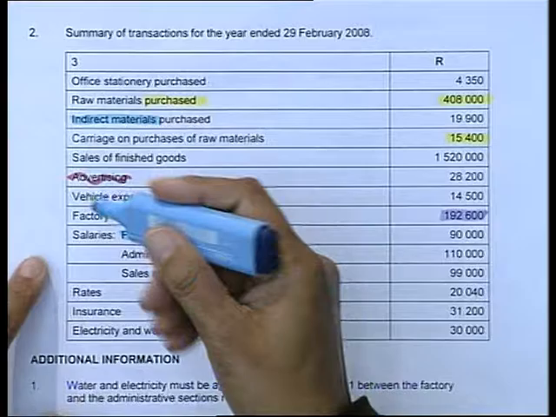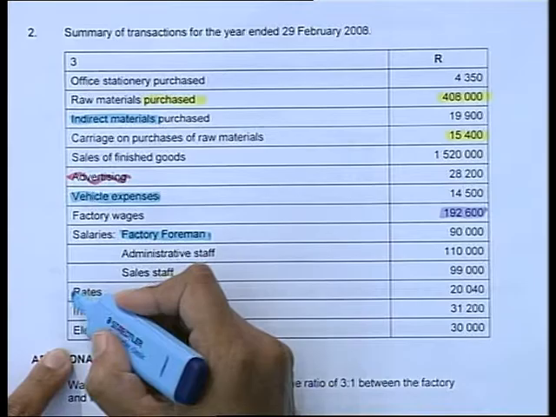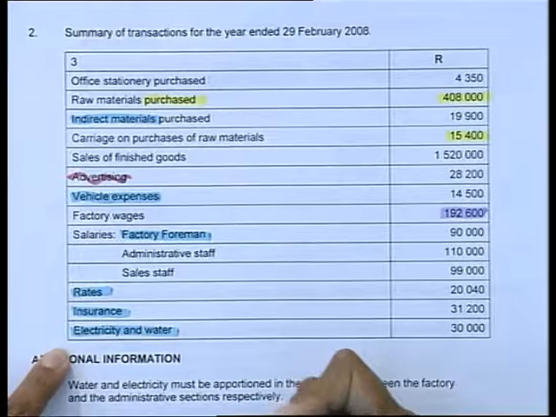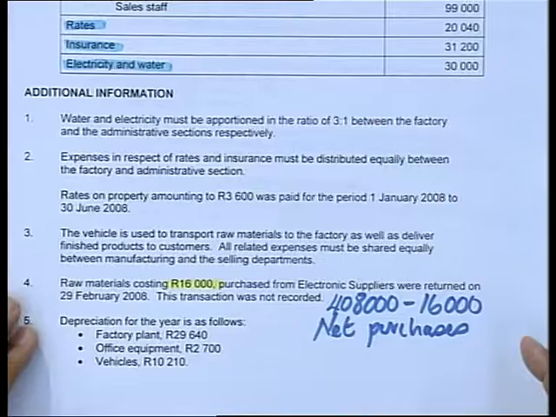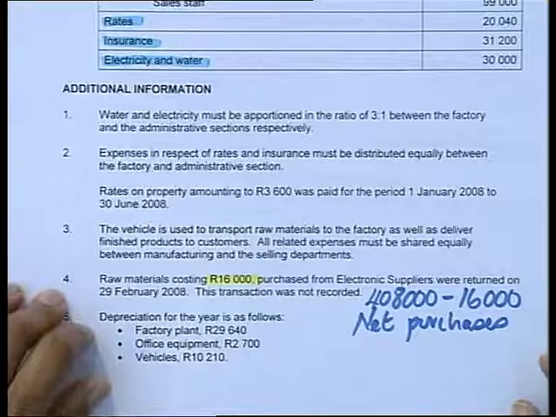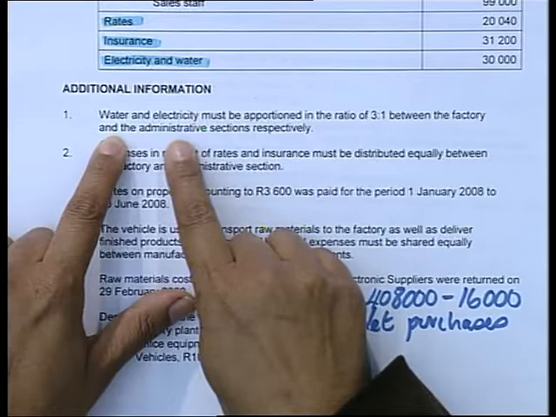I see vehicle expense, and I just want to see if there's anything to do with vehicle expense, because vehicle expense could be a factory-related expense. I see rates, I see insurance, and I see water and electricity. So I'm going to read and see whether those expenses relate to my factory. Okay, so it's very important now to read the additional information, and we're going to do calculations. So it says water and electricity must be apportioned in the ratio 3:1 between the factory and the admin block. So water and electricity will be a factory expense.